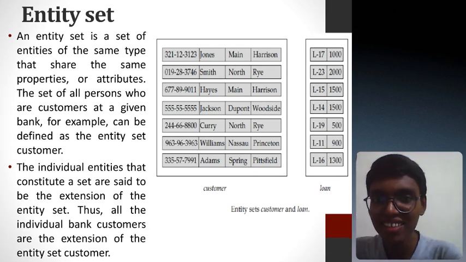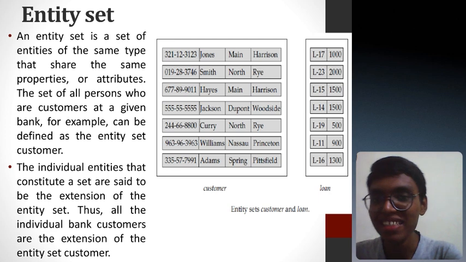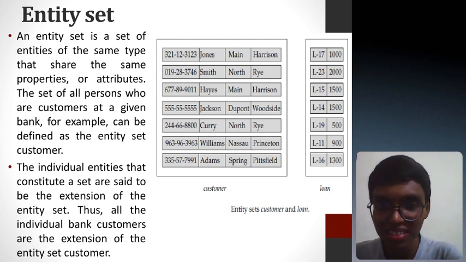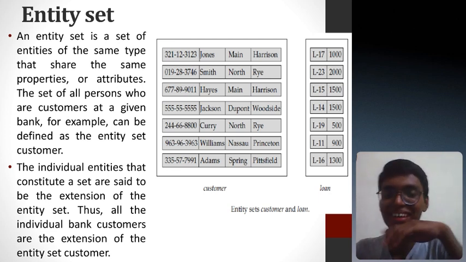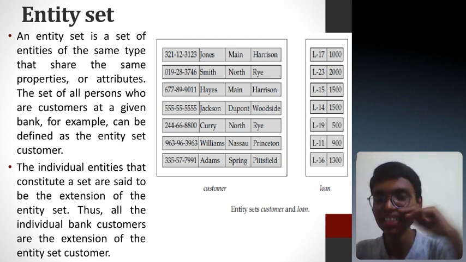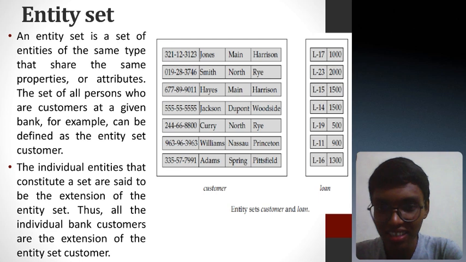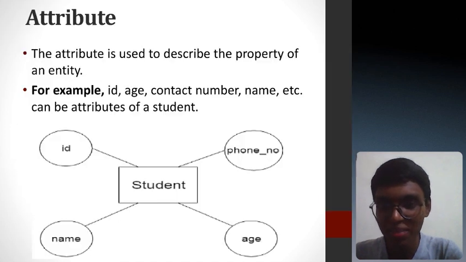Entity set: an entity set is a set of entities of the same type that share the same properties or attributes. The set of all persons who are customers at a given bank, for example, can be defined as the entity set customer. The individual entities that constitute a set are said to be the extension of the entity set. Thus, all the individual bank customers are the extension of the entity set customer.